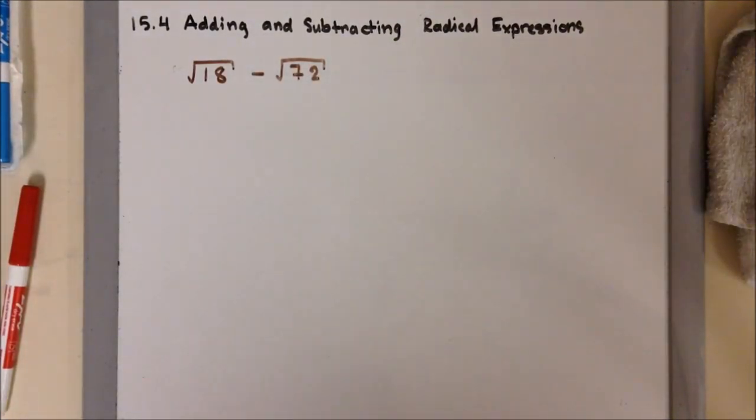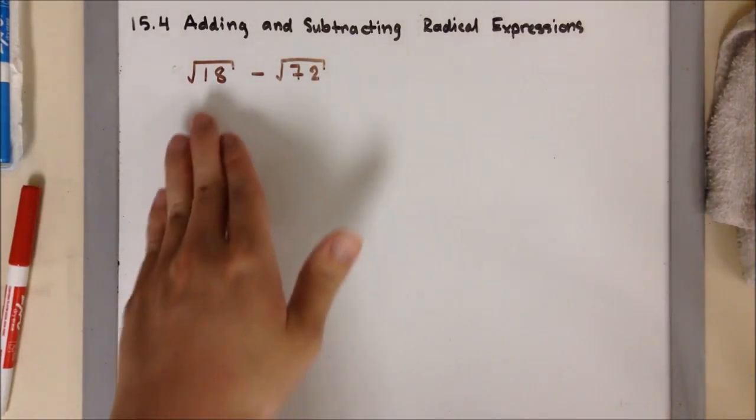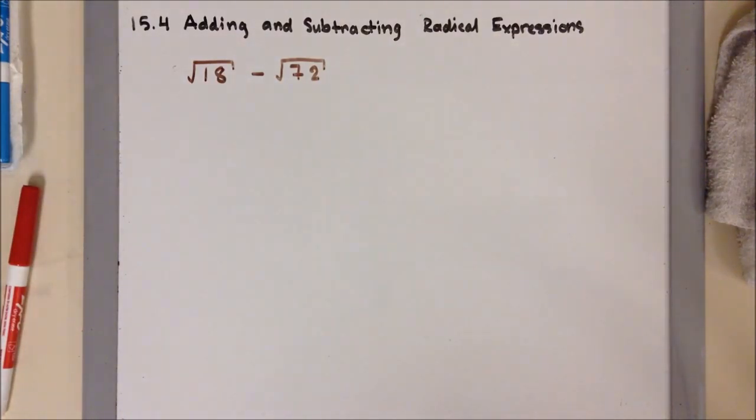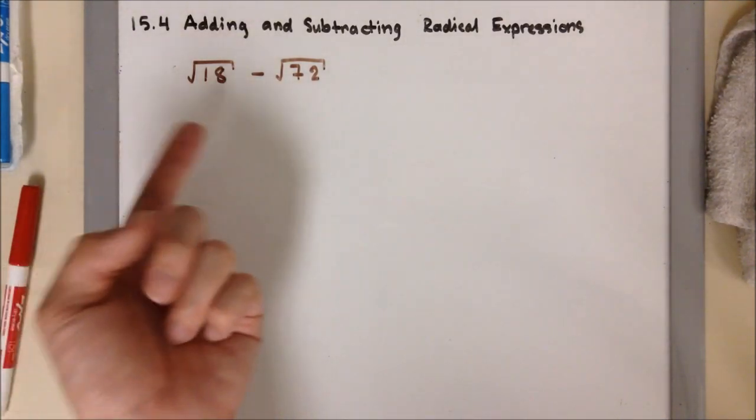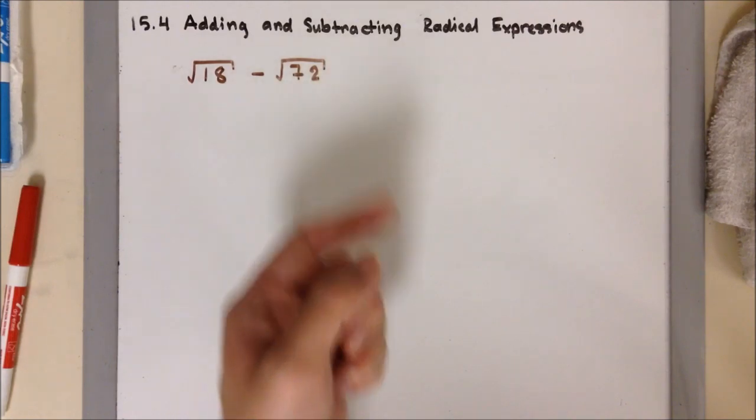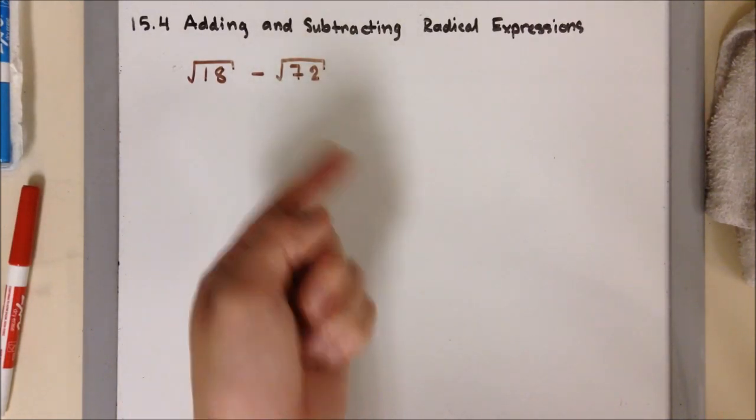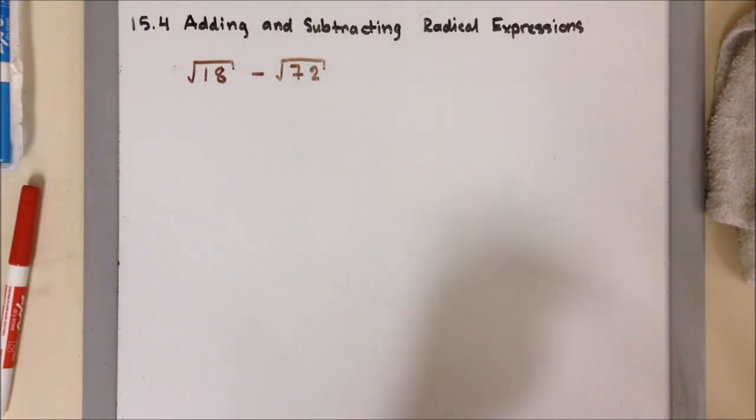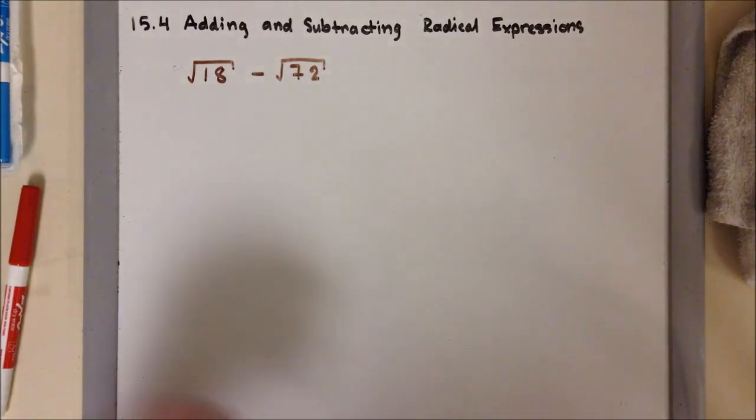In this example, we have another one where we are subtracting radical expressions. So let's take a look. We have the square root of 18 minus the square root of 72. Now, they're not in the simplest form because for 18, 9 can go in 18, which is a perfect square number, whereas for 72, 36 can go into it, where 36 is also a perfect square. So we're going to simplify.